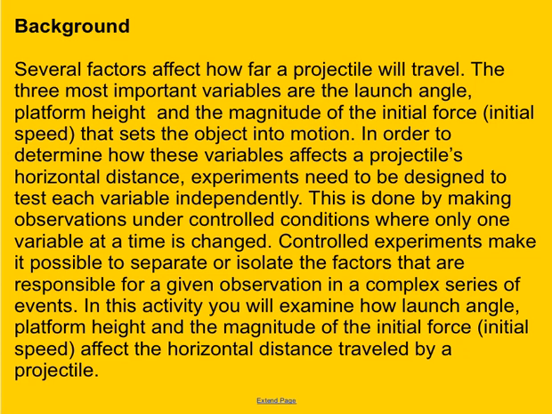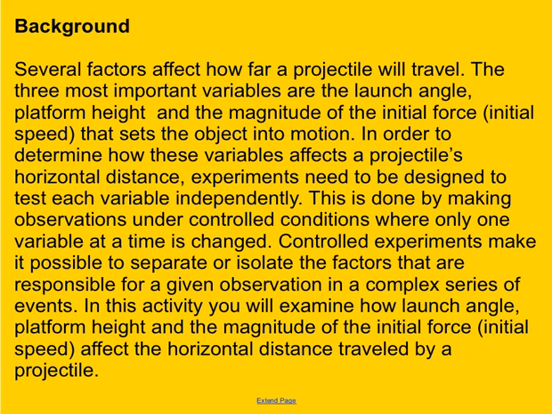So, the background information. Several factors affect how far a projectile will travel. The three most important variables are the launch angle, the platform height, and the magnitude of the initial force, in other words, the initial speed that sets the object into motion. In order to determine how these variables affect the projectile's horizontal distance, experiments need to be designed to test each variable independently. This is done by making observations under controlled conditions where only one variable at a time is changed. Controlled experiments make it possible to isolate the factors that are responsible for a given observation in a complex series of events.